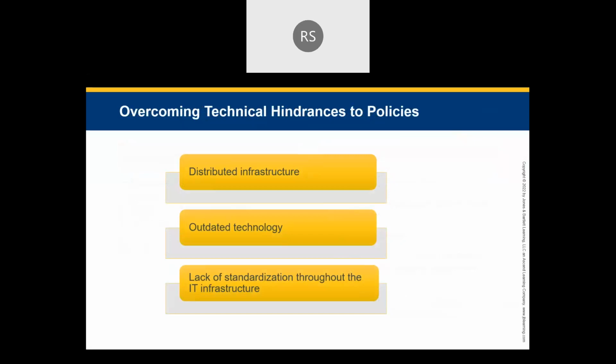Now, three common technical hindrances to policy implementation are distributed infrastructure, outdated technology, and lack of standardization in the IT infrastructure. Distributed infrastructure refers to the challenge of enforcing consistent security policies across multiple locations and systems. So organizations need to establish centralized management and control mechanisms to ensure policy adherence throughout the distributed infrastructure.